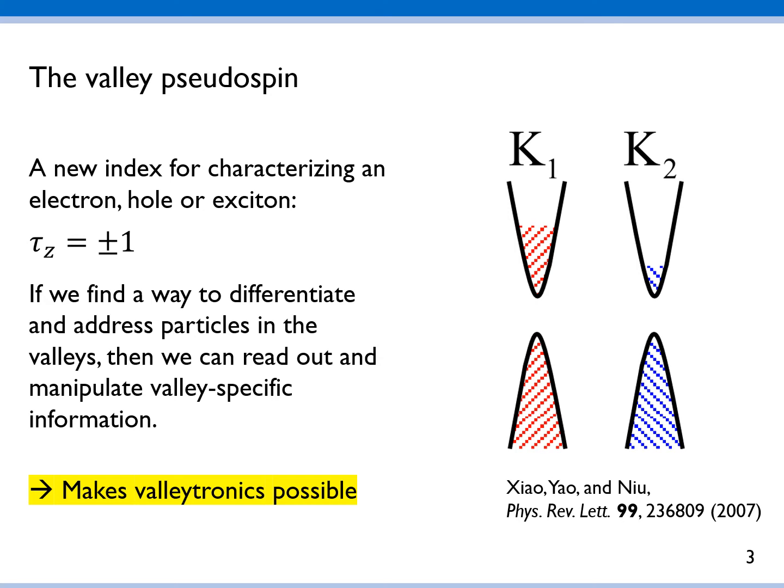And this is called a pseudospin, because like a spin, it carries information of either up or down, or valley 1 or valley 2. So we have this valley index tau z here, and it describes which valley our particle is in, either in valley 1 or valley -1, which would be then K or K prime valley. And if we find a way to differentiate the electrons or particles in those valleys and address them and manipulate them, then we can do Valleytronics. Valleytronics basically means valley-controlled electronics.